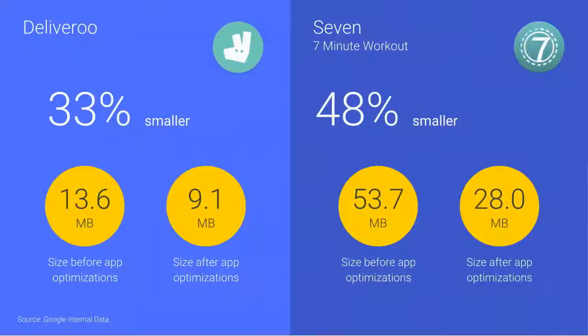However, some apps see even better results. Deliveroo was 33% smaller after the optimizations, and the 7-minute workout app was nearly a half smaller. So we're really excited about this. We think this is going to be a huge benefit to users and developers.